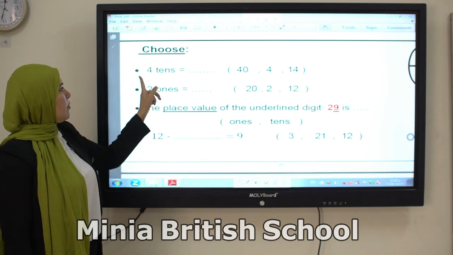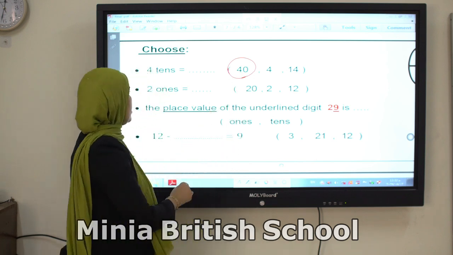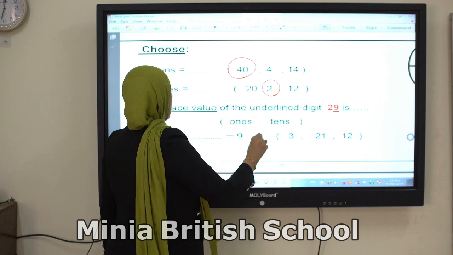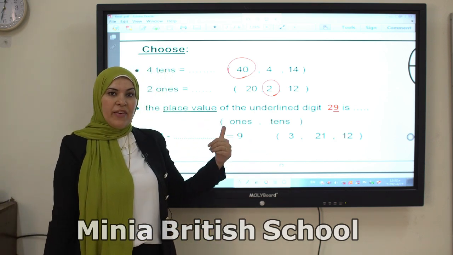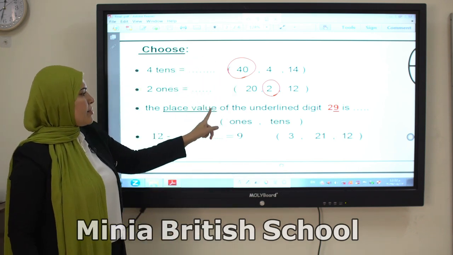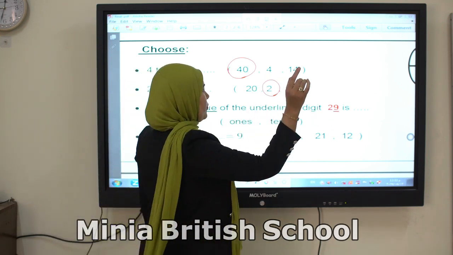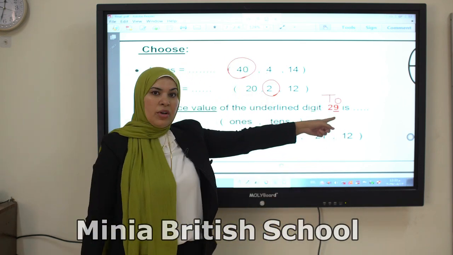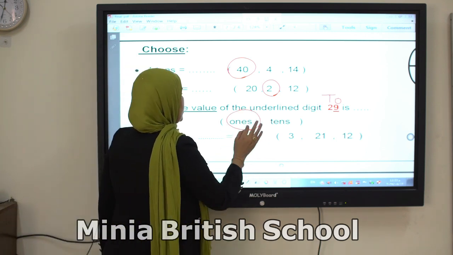Choose. Okay, 4 tens equals 40. 2 ones equals 2. Okay, the place value. If I ask you about the place value, remember the home of the number. The place value of the underlined digit here, 9. So first write OT. What is the place value of digit 9 here? Ones or tens? Ones. So make a circle around ones.